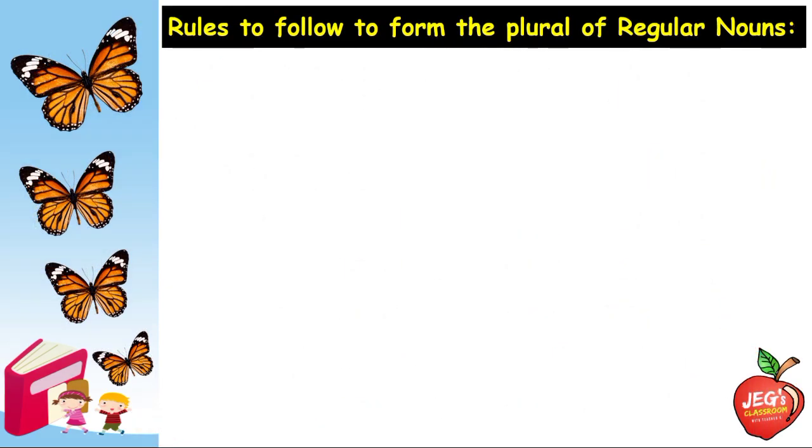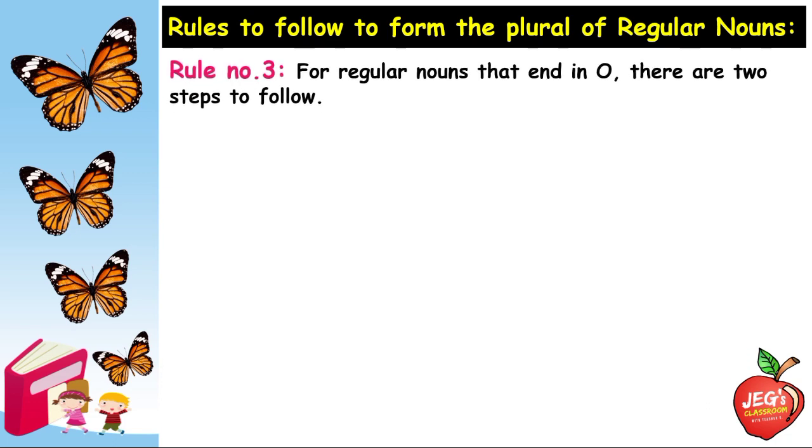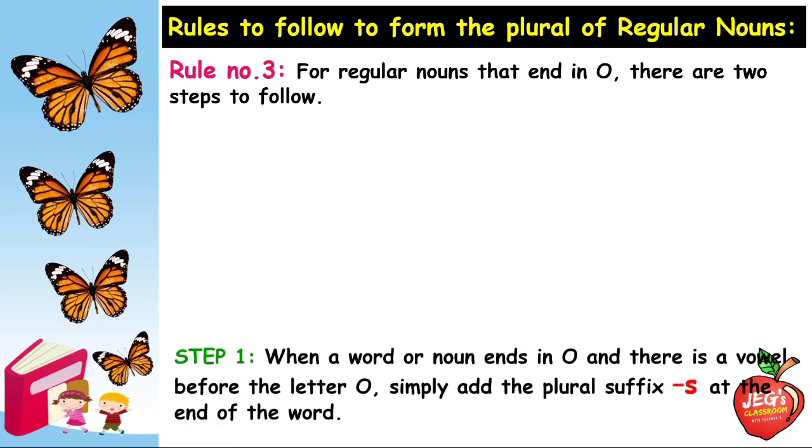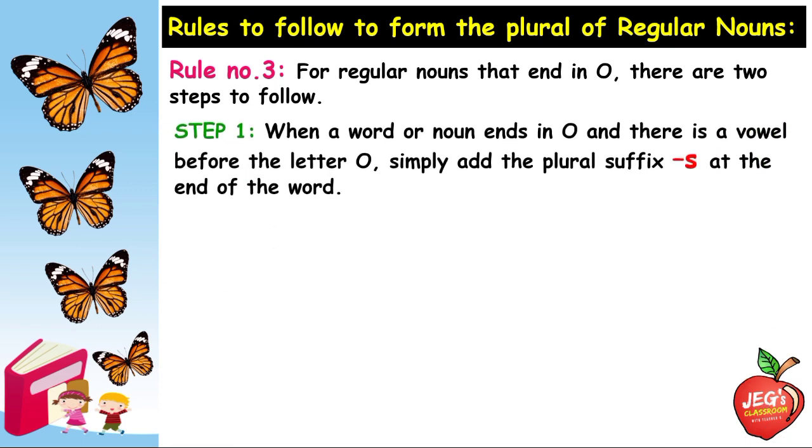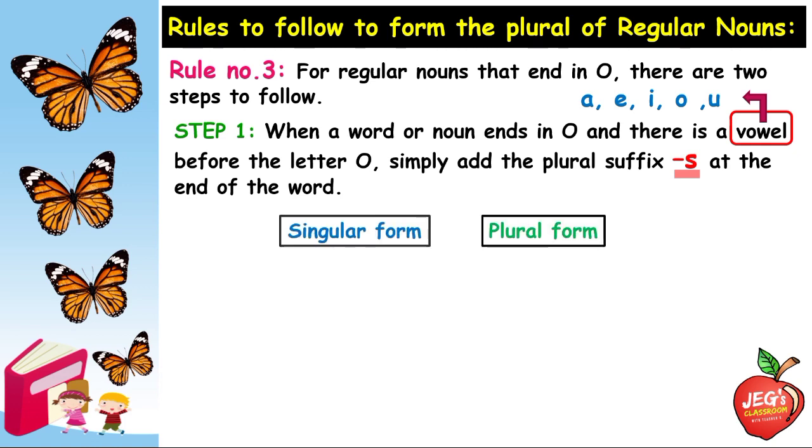Let's take a look into rule number 3. For regular nouns that end in o, there are 2 steps to follow. Step 1. When a word or noun ends in o and there is a vowel before the letter o, simply add the plural suffix s at the end of the word. When we say vowel, these are the letters a, e, i, o, and u in the alphabet. Now let's see some examples.